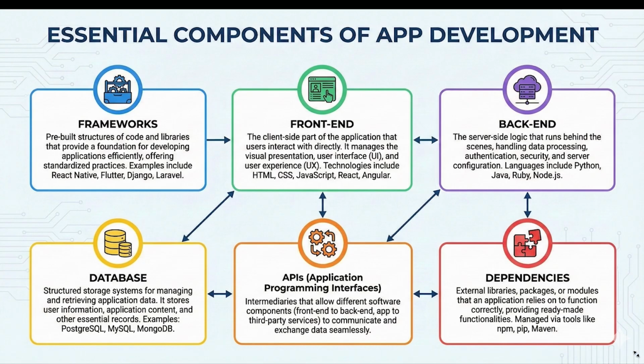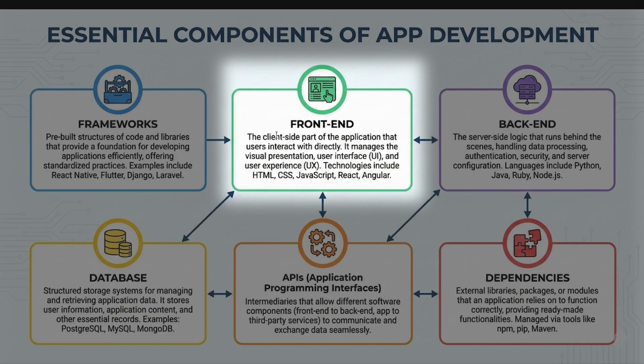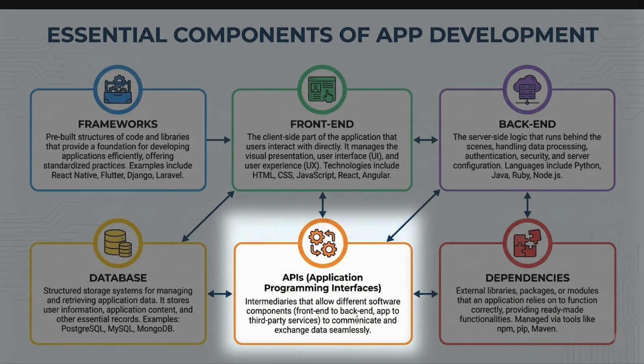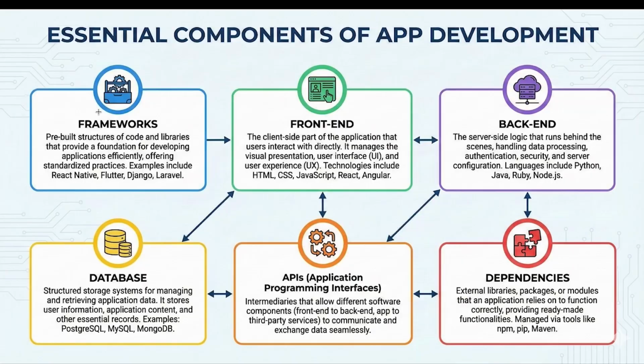So in order to develop any app, you have 6 basic components. You have frameworks, the front end, the back end, the database, any APIs, and any dependencies. So frameworks are essentially pre-built code structures that take care of all of the foundational functions of your app. So whether that's the basic pages, whether that's the login and logout flow, etc. So you don't need to build all of those from scratch if you use frameworks.